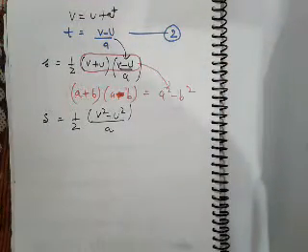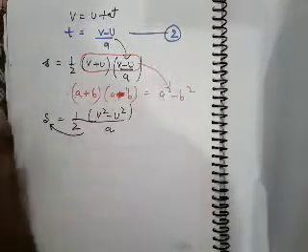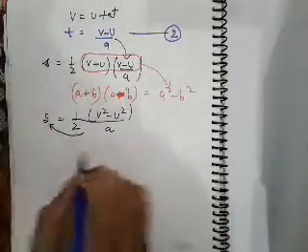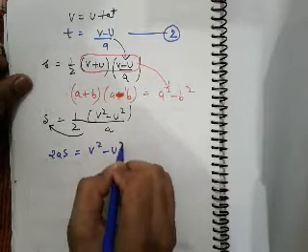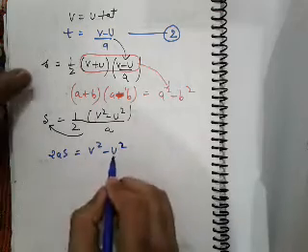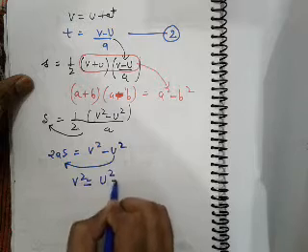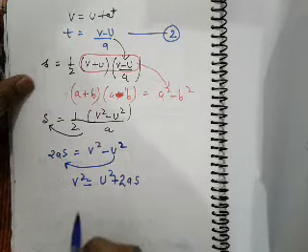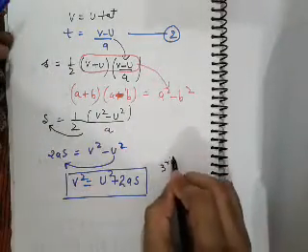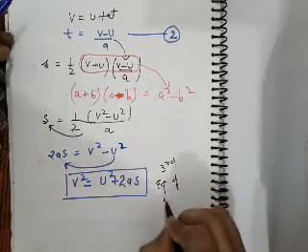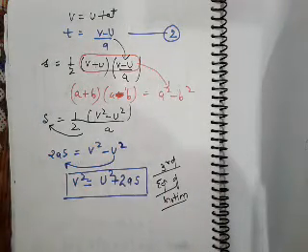Now transpose this 2 and A from the denominator to the LHS. You will get an equation like this: 2AS is equal to V square minus U square. Now transpose this U square again, and you will get V square is equal to U square plus 2AS. This is the third equation of motion. The derivation is by the graphical method, but the equation is the same.